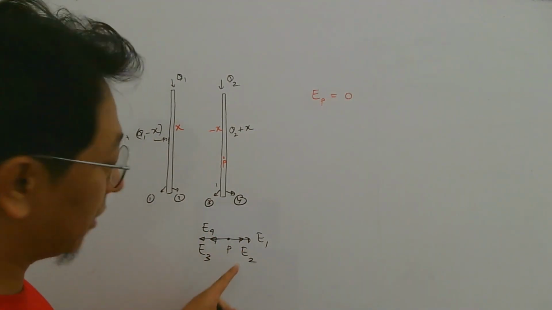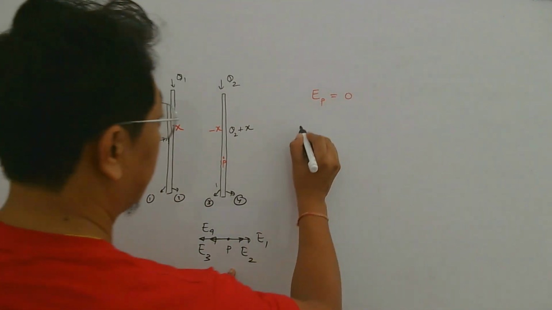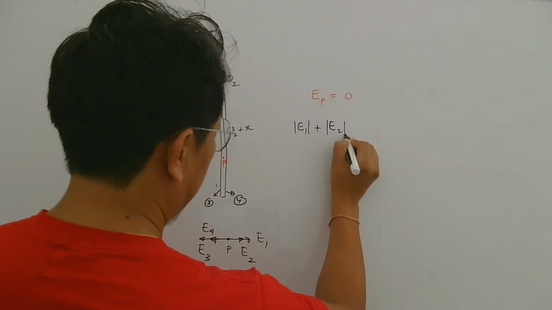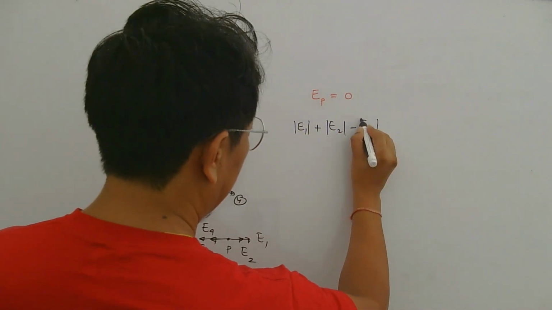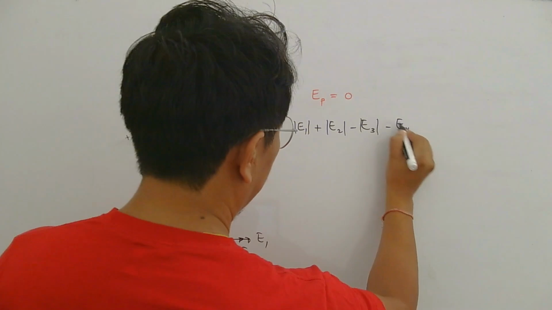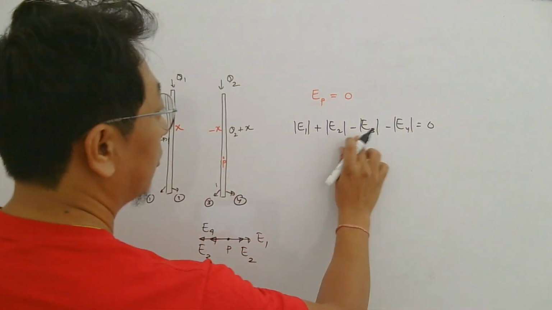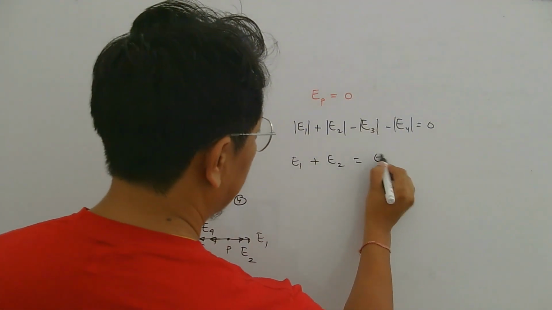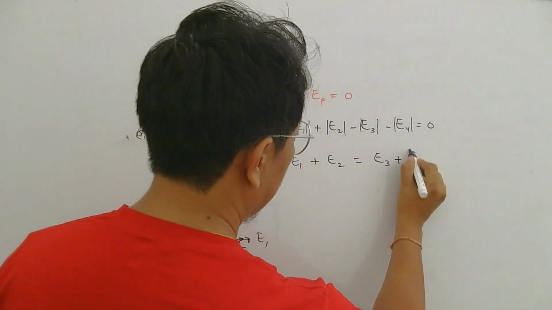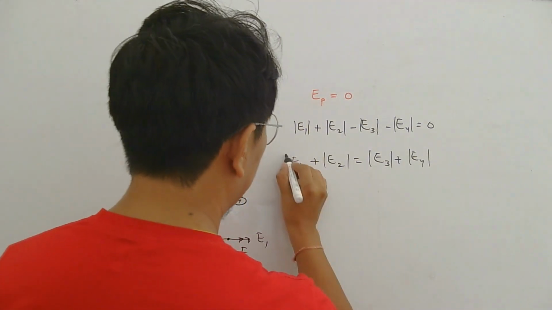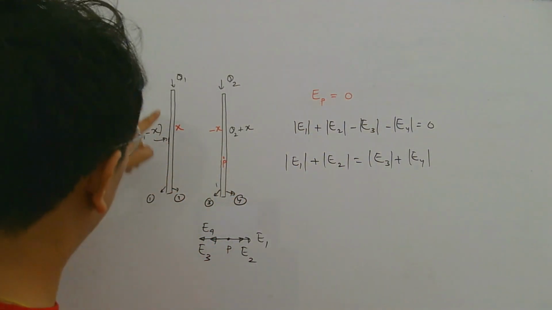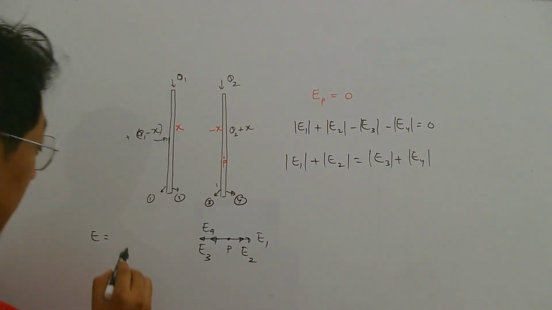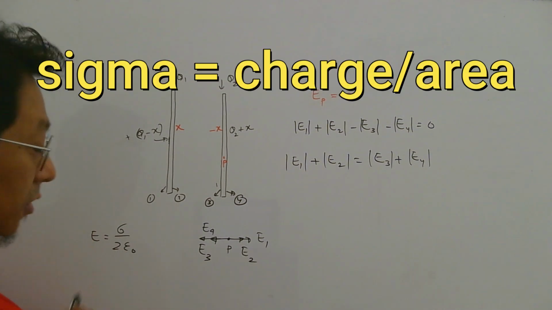So since I know the directions of electric field, the resultant electric field will be what? E1 magnitude plus E2 magnitude minus E3 magnitude minus E4 magnitude. Then if you take these two that side, you will get E1 plus E2 should balance E3 plus E4 in magnitude. Correct? Now, electric field here due to this sheet. Now, what is the formula for electric field due to infinite sheet of charge? Sigma by 2 epsilon naught.